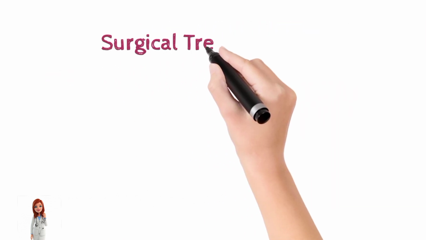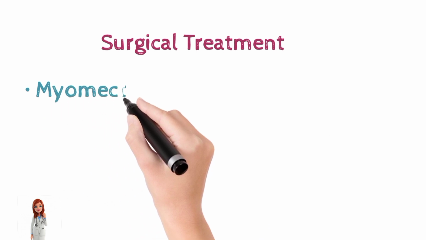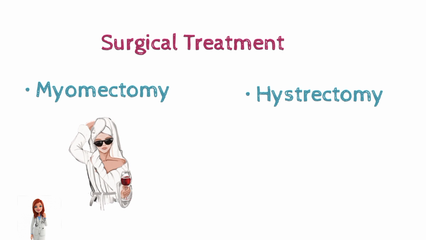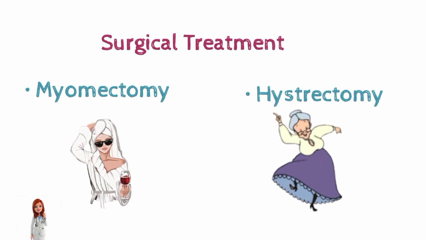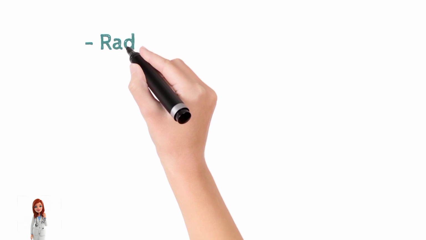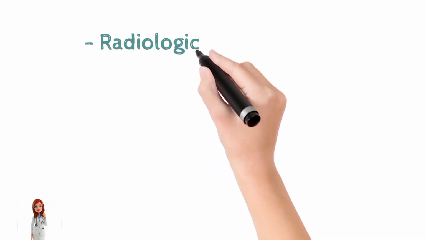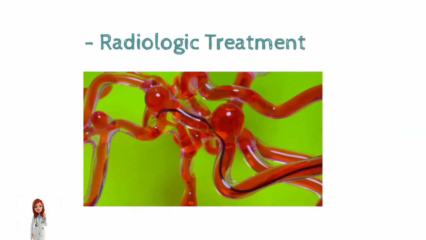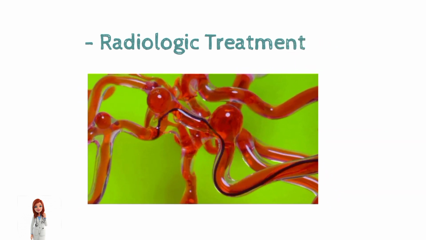Surgical treatment depends on the age of the patient. If it's a young patient, then myomectomy is done. In case of an older patient, removing the uterus is a preferable treatment, which is hysterectomy. With the advancement in science and technology, it is now possible to wither away the fibroid non-surgically by cutting the blood supply with uterine artery embolization.